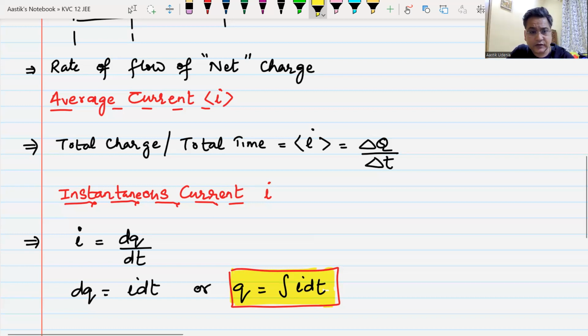Okay. Now, what do I mean by net current? We will try to understand this with this particular example.